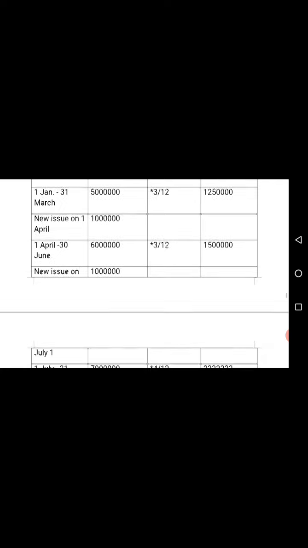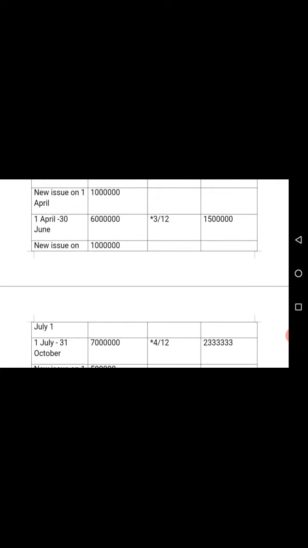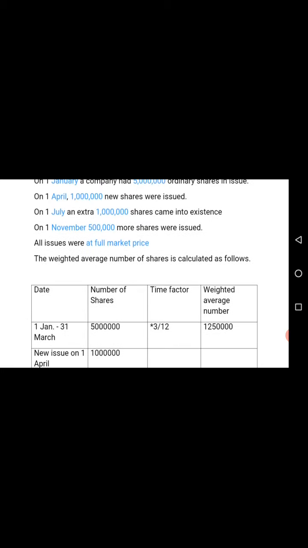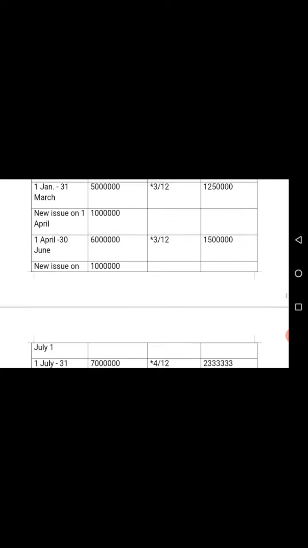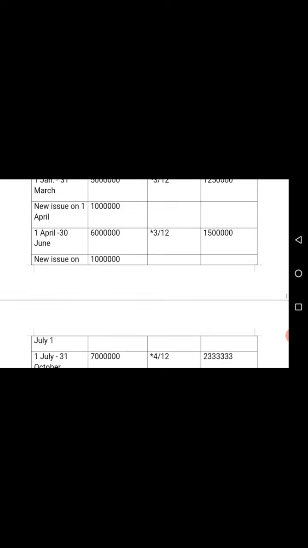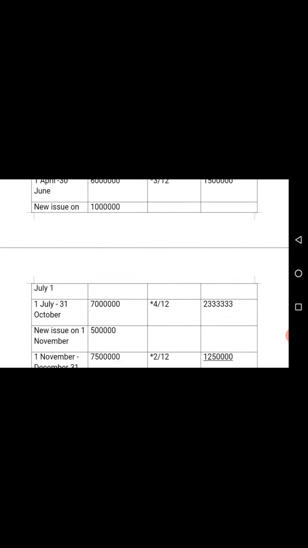Then going on to the extra 1 million issue of shares, the same process goes on from 1st July here. We calculate 1st July to the month before November, which is October 31st. So we have July, August, September, October, that's 4 months. We do the same process. We add 6 million plus 1 million to give us 7 million at that period. We multiply, we get the value.